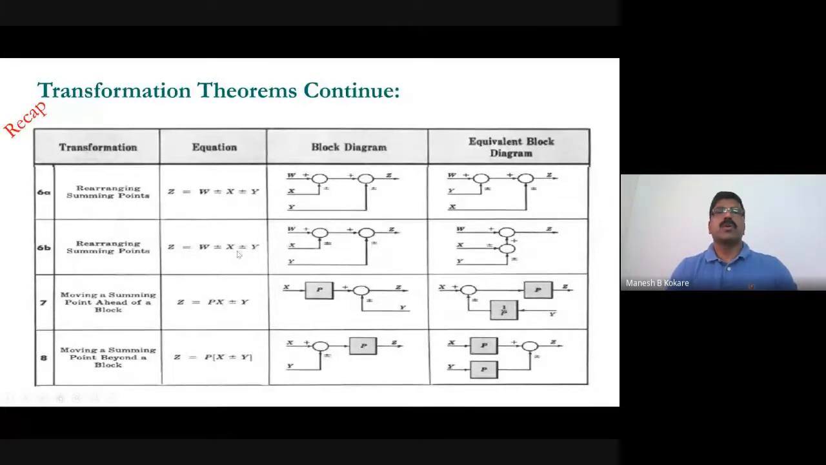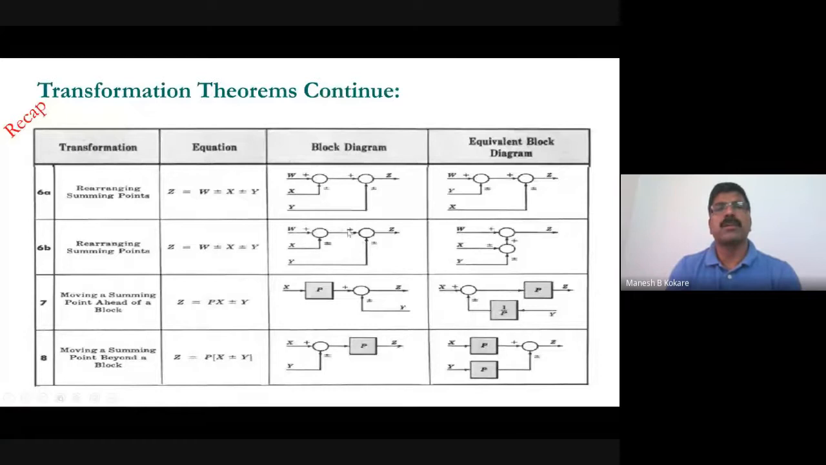Okay, fine. So rearrangement of the summing point. If these two summing points are directly connected to each other, then you can directly interchange these signals because there will not be any effect on that. So you can directly interchange these summing points or signals here. Similarly, the rearrangement of the summing point in other situations also will not make any difference because your output should remain the same. So here, as I said, Z is equal to what? W plus or minus X plus or minus Y.